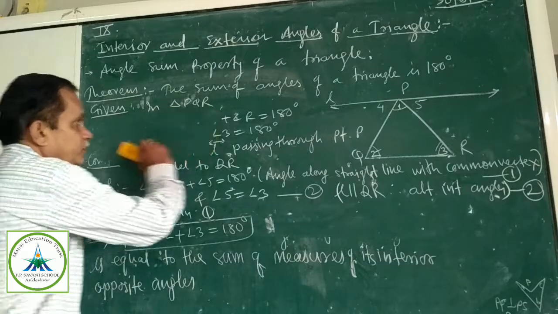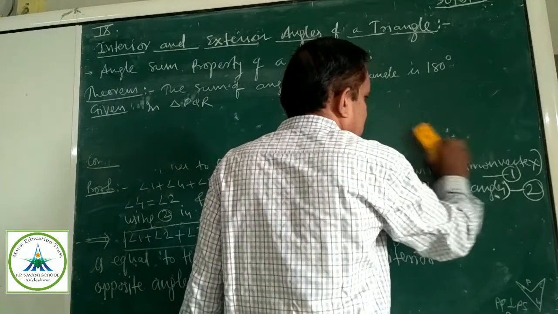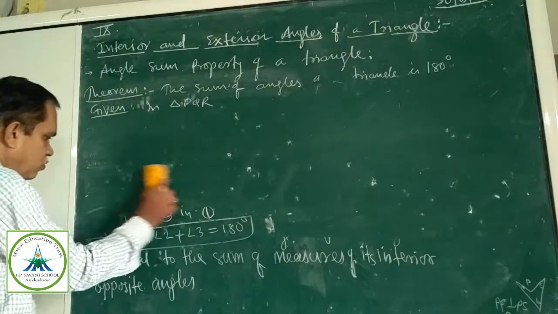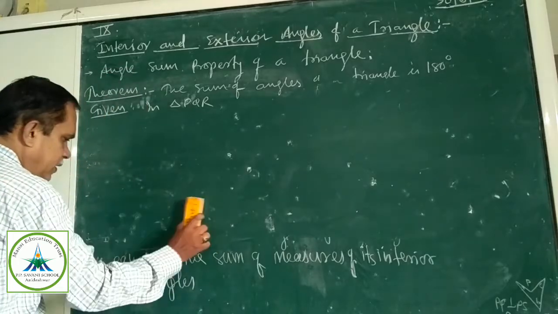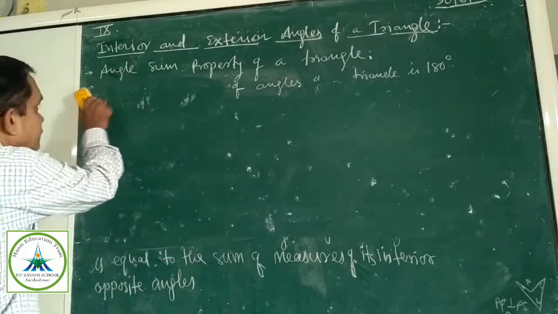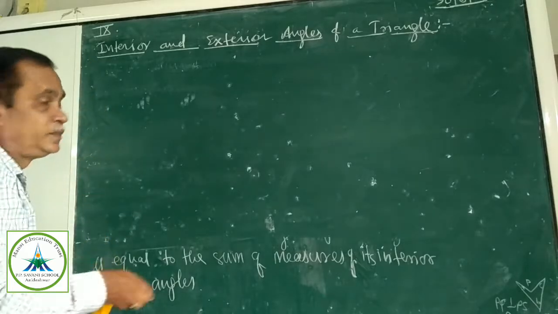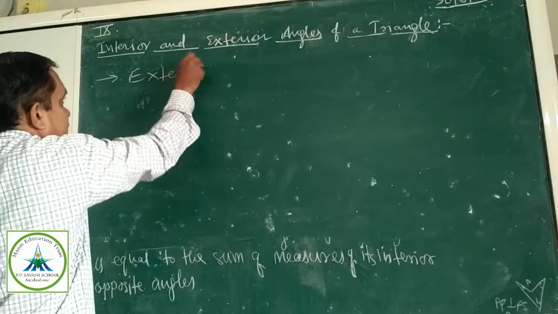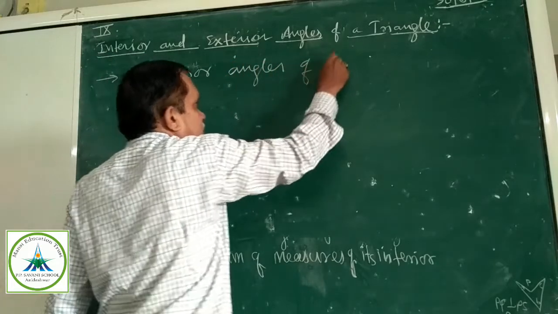See, students, now we are talking about the exterior angles of a triangle. Interior angles means what? Now we talk about exterior angles of a triangle.